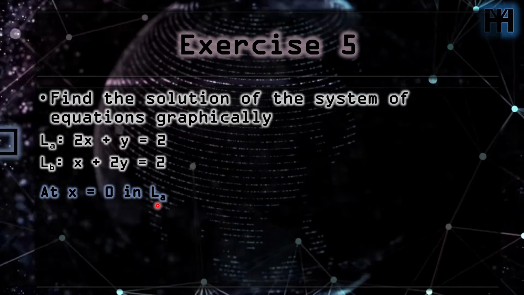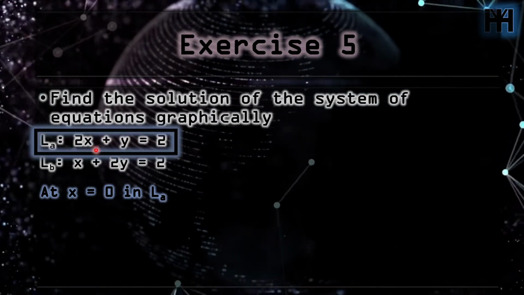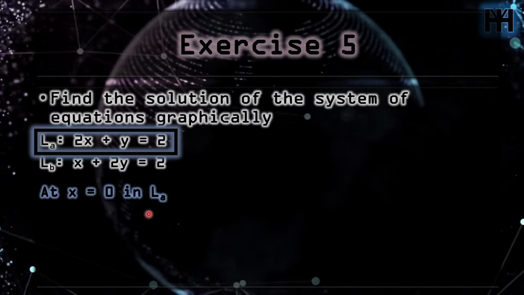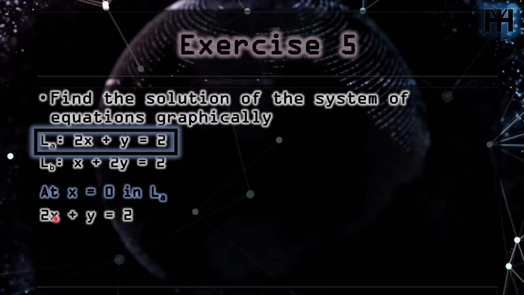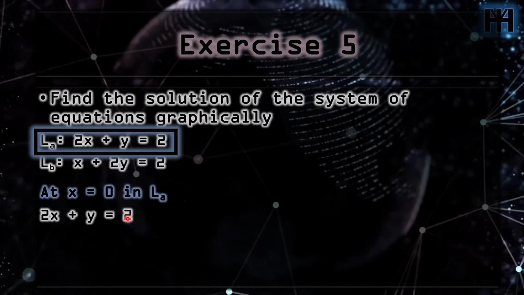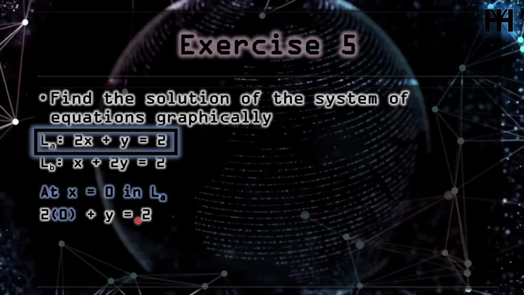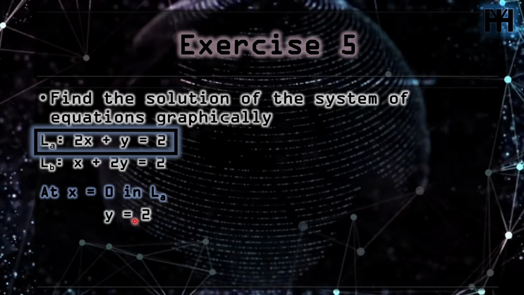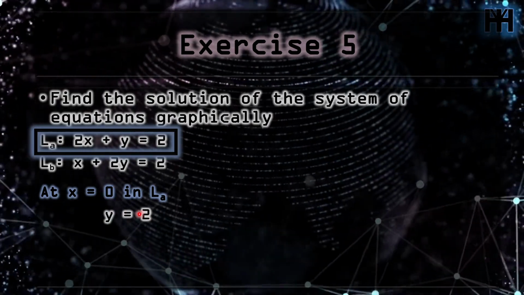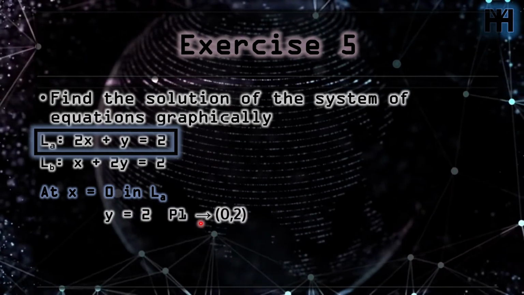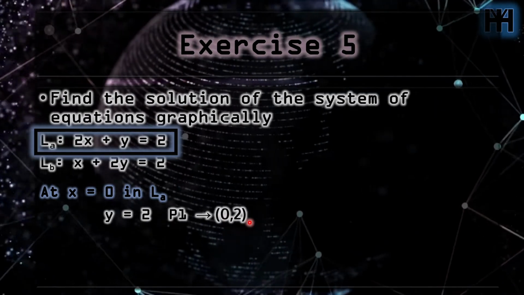So we have the equation here in LA. Remember, we are in LA now: 2x plus y equals 2. We'll substitute x equals 0, so 2 times 0 plus y equals 2. So we have y equals 2. The first point is (0, 2). It's ready. We only need one other point.